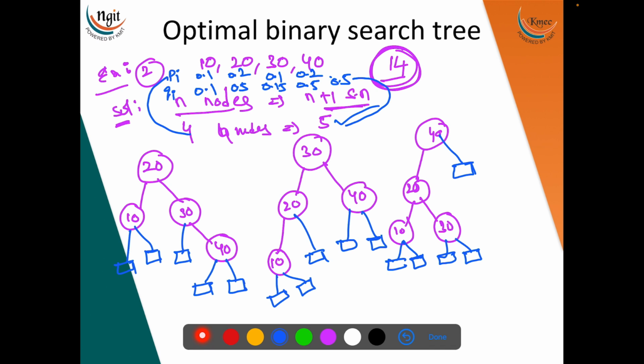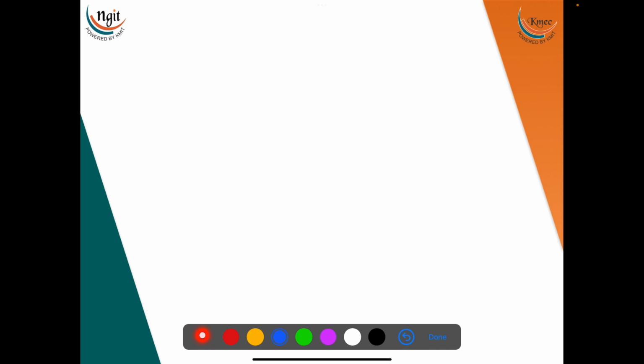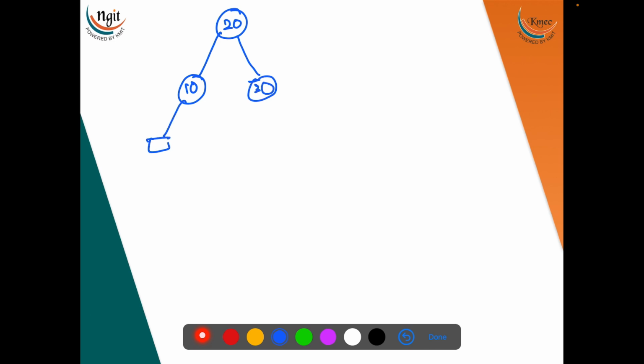Now what we are going to do next is calculate the cost of searching. The cost of searching an element from this tree, that I'm going to calculate. So how can I calculate it? There is a formula to calculate the same. Now let's take this tree and calculate. The first tree I'm considering has 30, and the dummy nodes I'm taking, 40.